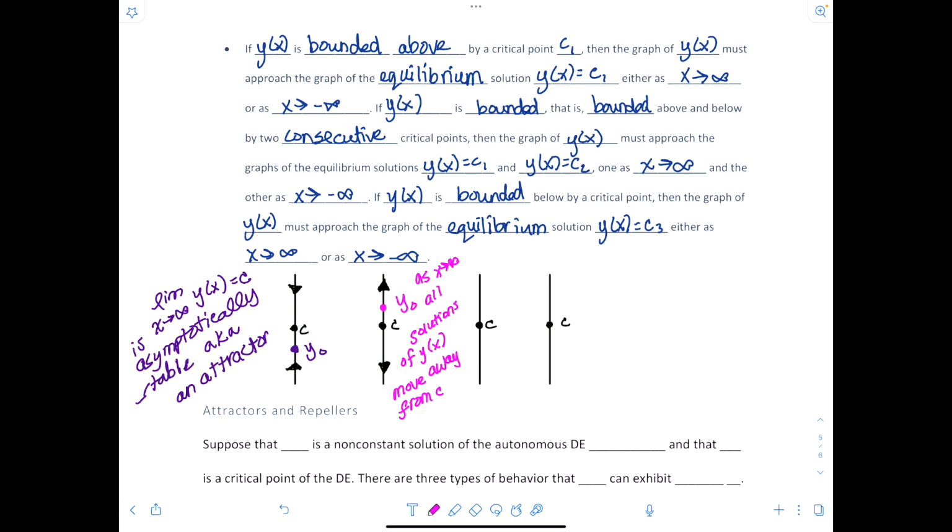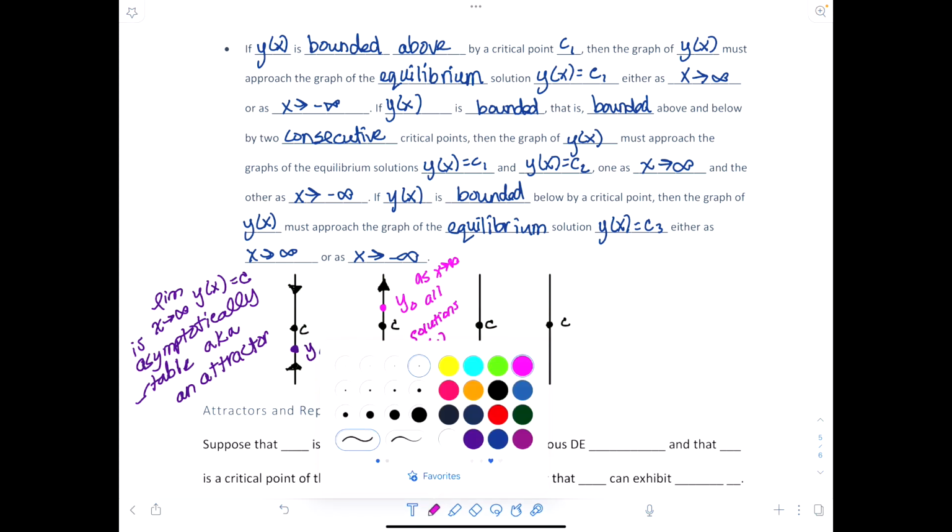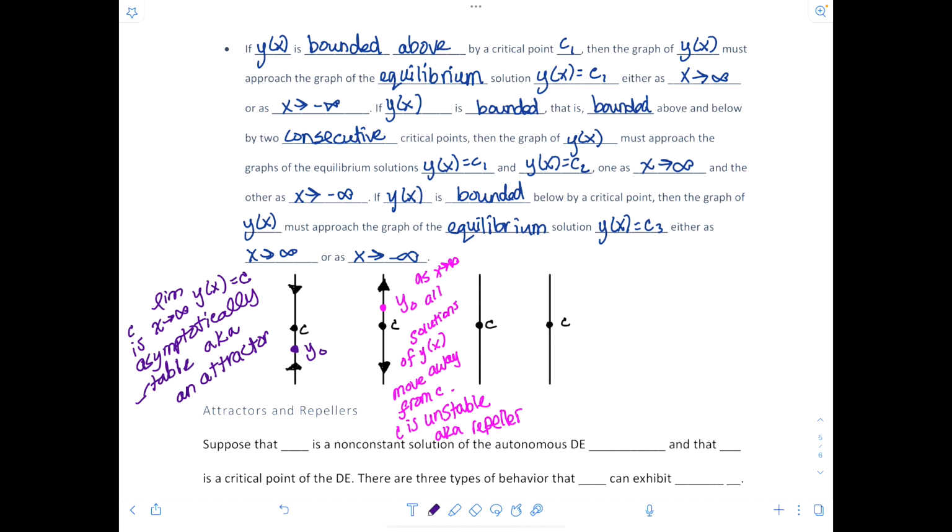And so C is considered to be unstable, which is also known as a repeller. And for the previous one, I probably should have said C is asymptotically stable.